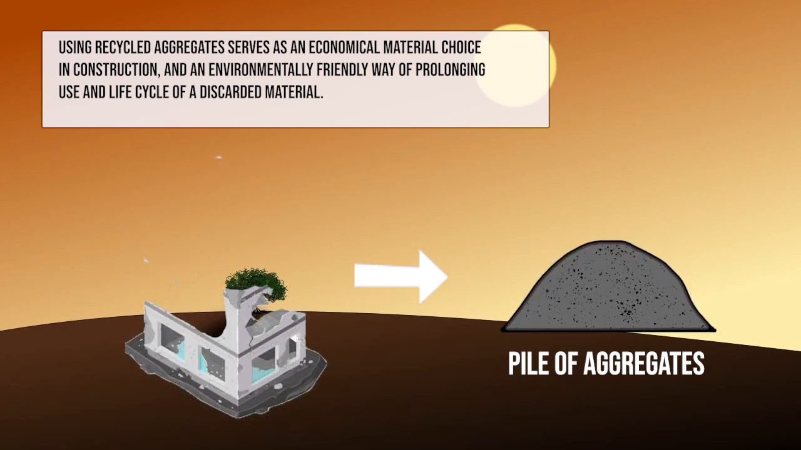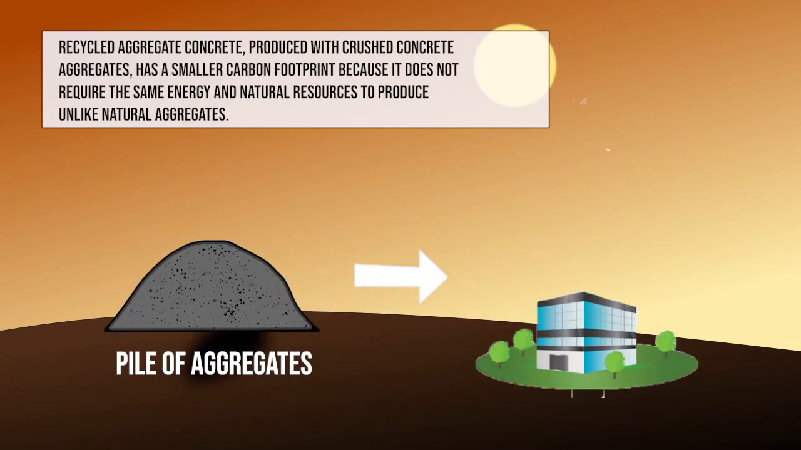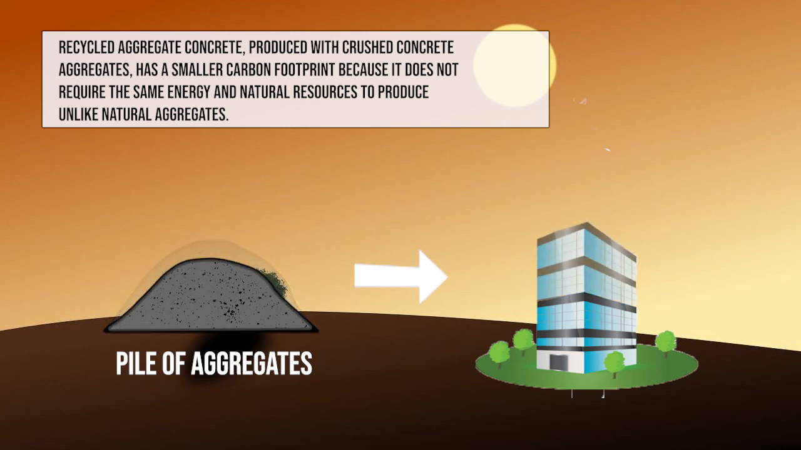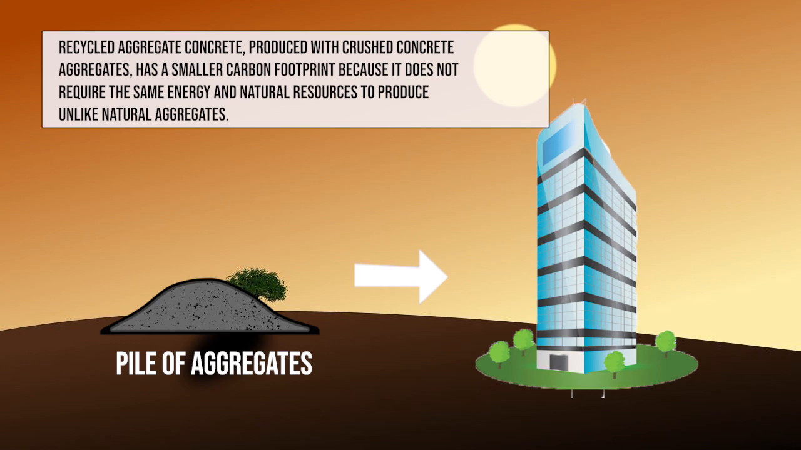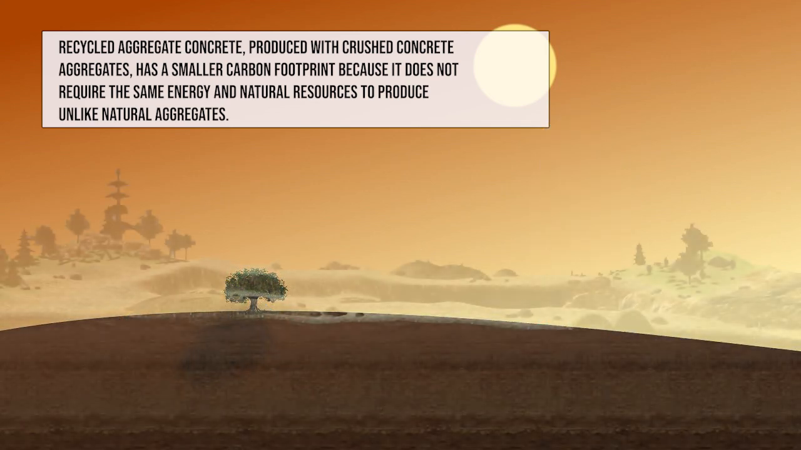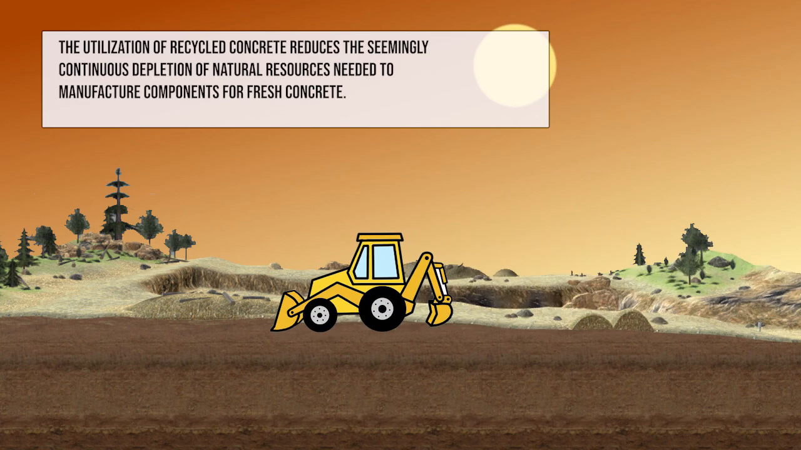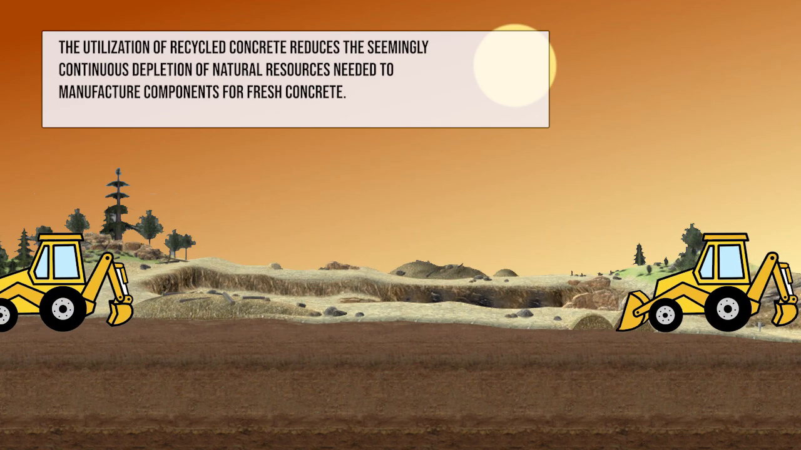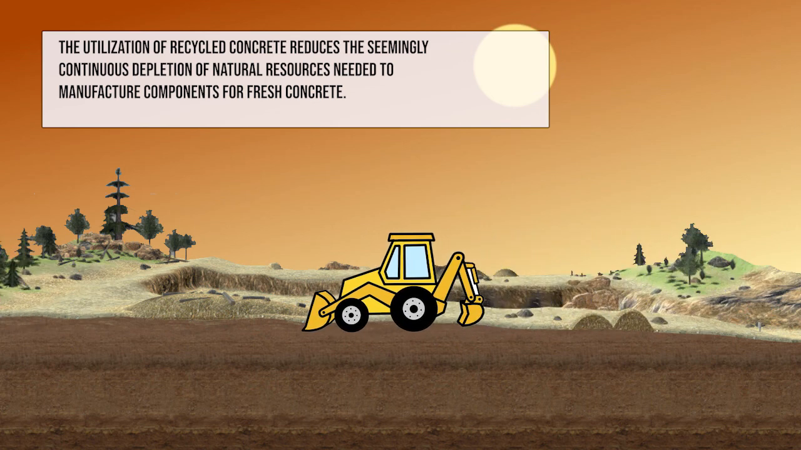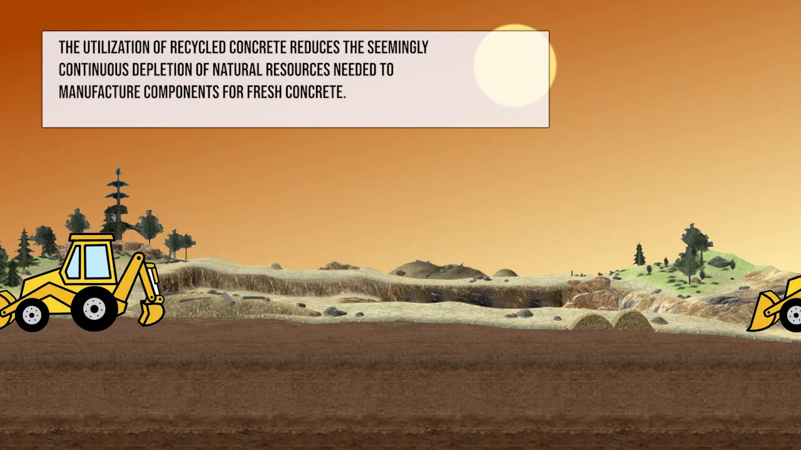Recycled aggregate concrete, produced with crushed concrete aggregates, has a smaller carbon footprint because it does not require the same energy and natural resources to produce, unlike natural aggregates. The utilization of recycled concrete reduces the seemingly continuous depletion of natural resources needed to manufacture components for fresh concrete.